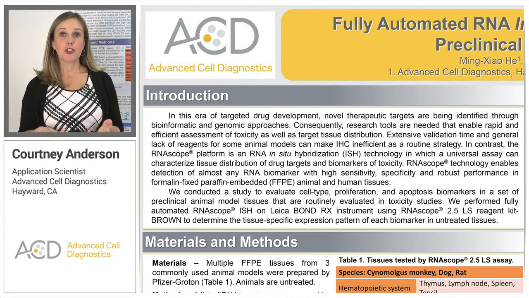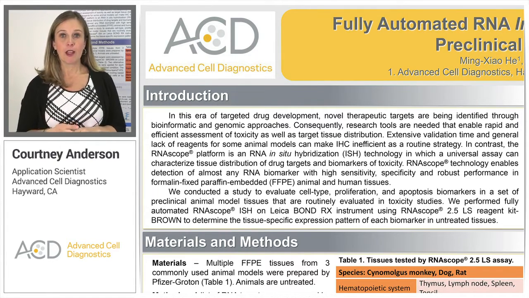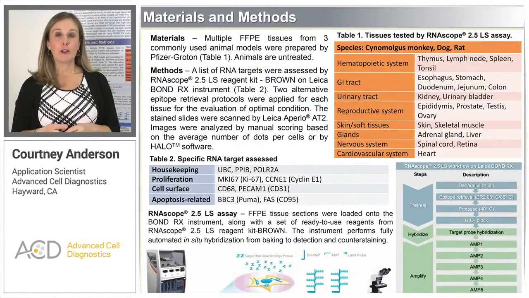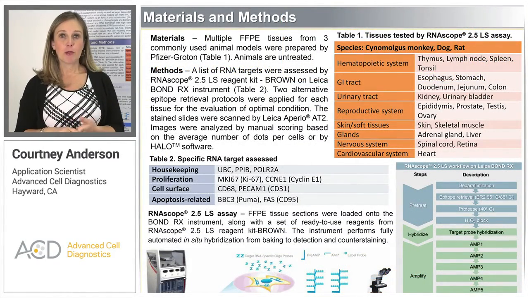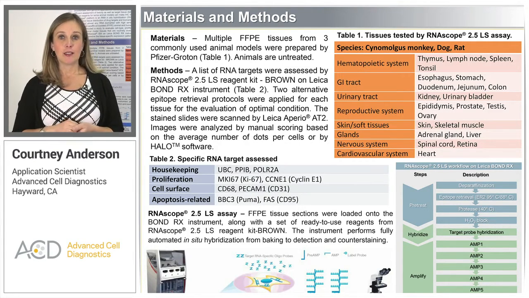And this assay allows visualization of each individual RNA molecule as a punctate spot under a standard bright field microscope that can be quantified. Now here we conducted a study to evaluate cell type proliferation and apoptosis biomarkers in a set of preclinical animal model tissues that are routinely used in toxicity studies.